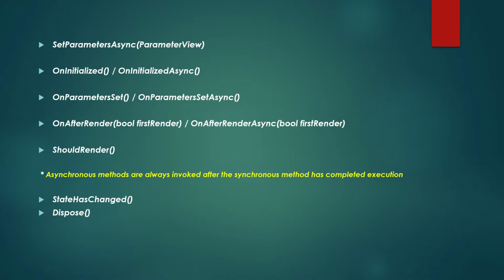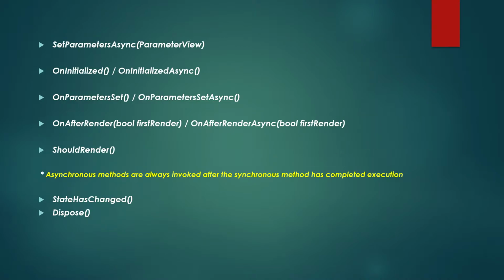Okay. Now next one is OnParametersSet and OnParametersSetAsync. Now these methods are called when the component has received the parameters from its parent component and these values are assigned to its properties. These methods are also invoked whenever the parent component re-renders or any parameter is updated or a new parameter is added to the component.